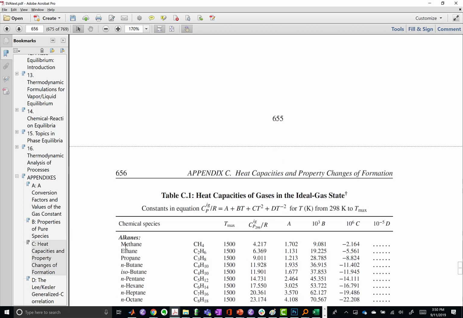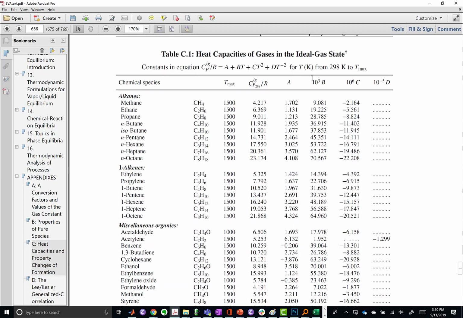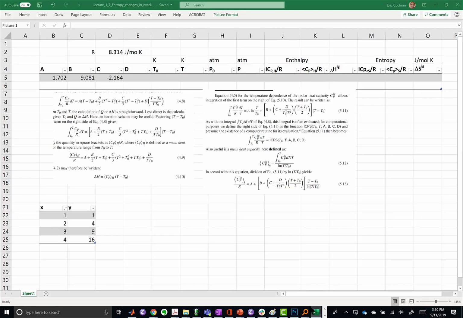rather than actually entering the correct number. So of course, what I'm talking about is there's a 10 to the third multiplied by B before it's published, a 1 million applied to factor C before it's published, and if you have a D value, those have got to be scaled up by a factor of 100,000 as well. So back to the spreadsheet.